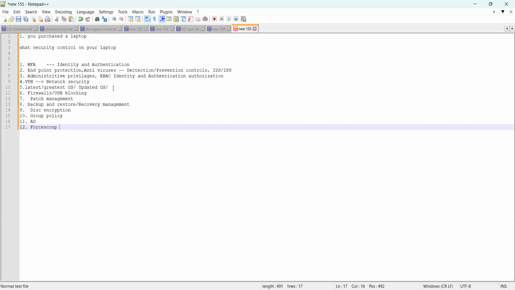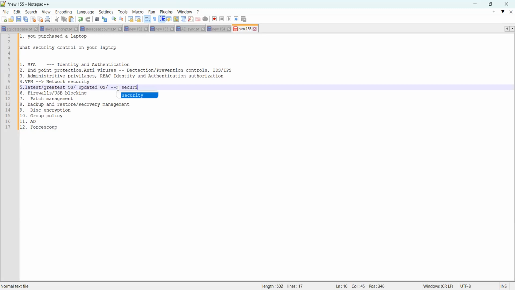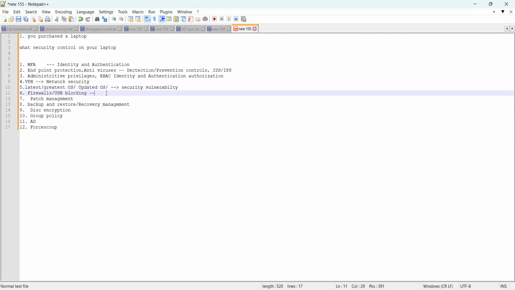So that is something. And the latest and greatest OS patch management is something that you always keep updated for the security vulnerabilities that you will see in your OSs, right? Just to mitigate or avoid those, you use patch management, and you will fix the security misconfigurations and vulnerabilities. And when it comes to firewalls, I'll give you a small example.